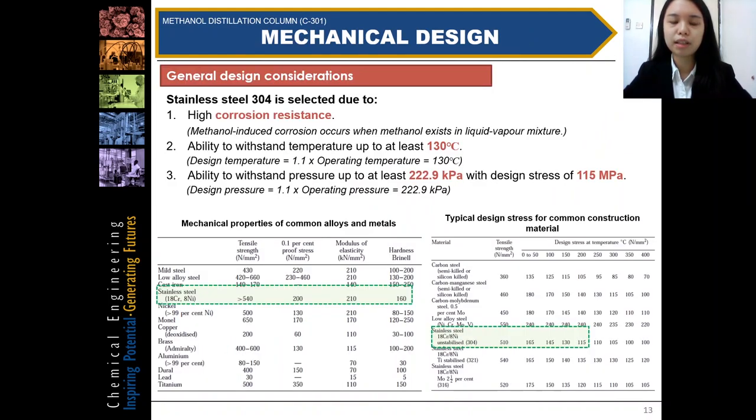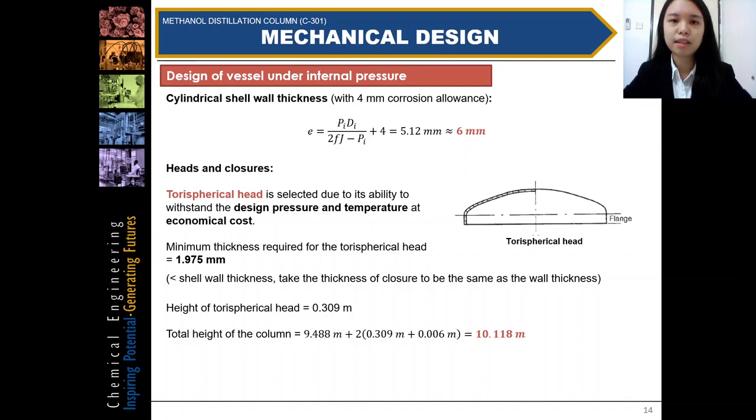In terms of construction material, stainless steel 304 is selected due to its high corrosion resistance, ability to withstand temperature up to at least 130 degrees Celsius, and ability to withstand pressure up to at least 2 atm with a design stress of 115 MPa. For good resistance to internal pressure, the shell wall thickness is taken to be 6 mm. With a cylindrical body, the torispherical heads are used to cover both ends due to the ability to withstand design pressure and temperature at economical cost.